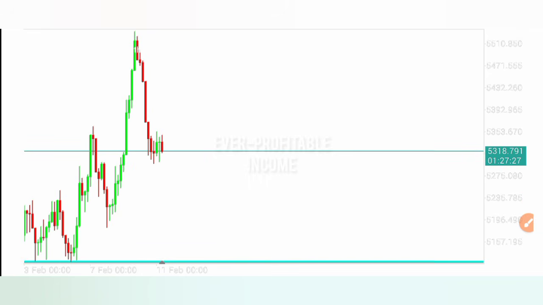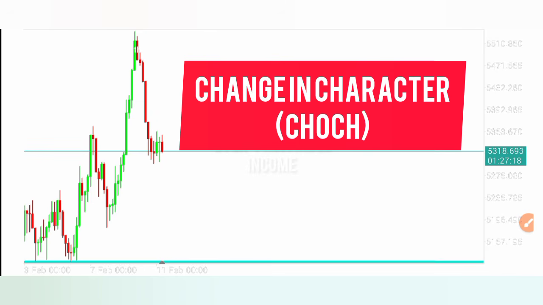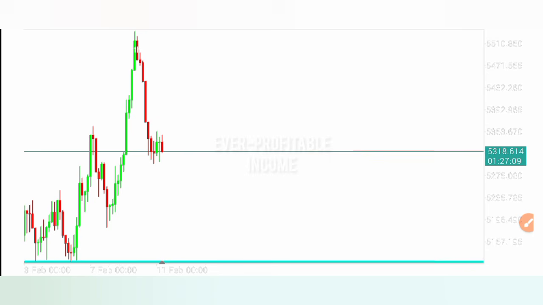Okay, now to get a perfect entry, the strategy we are using today is change in character. Okay, that's your chalk. We're going to use the change in character. Now when you get to your chart, you have to observe the movement of price.